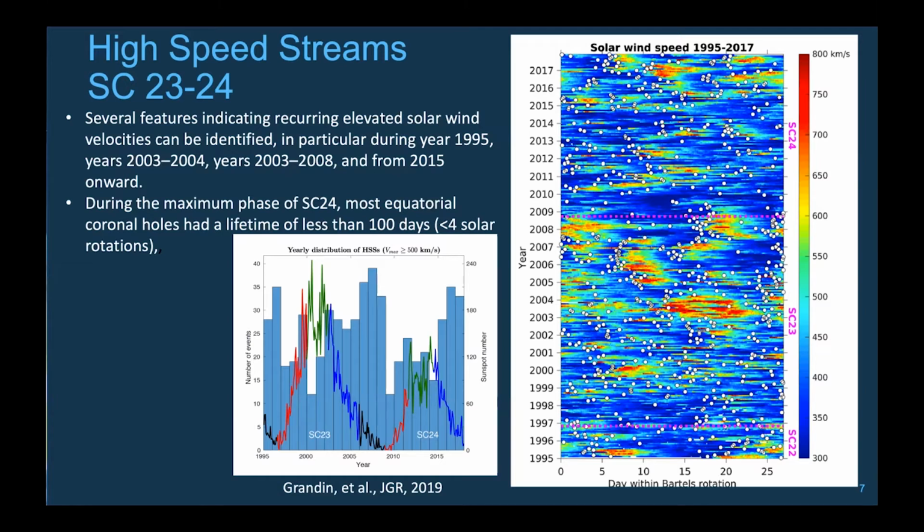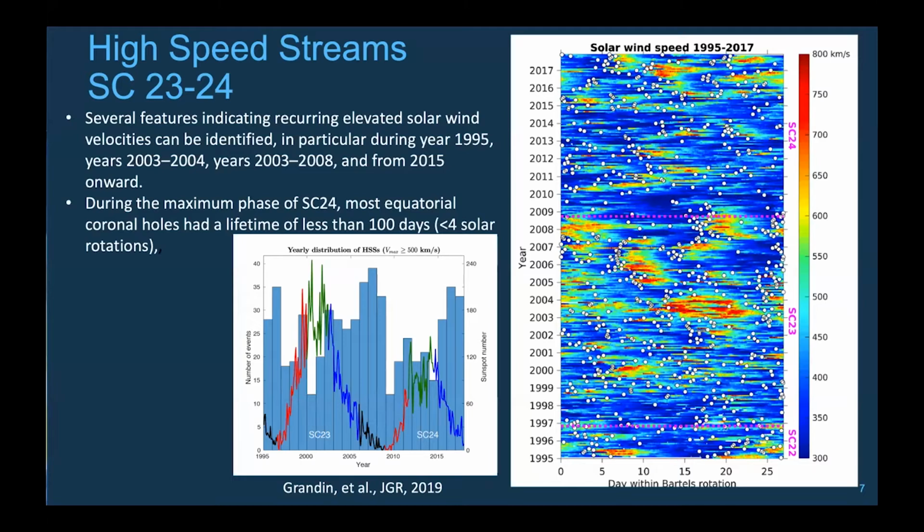You can also see these pink lines coming across that are separating the solar cycles. So in cycle 23, you had a lot of high-speed stream activity and it was really strong. You can see all these different periods where the high-speed streams are coming through over and over again. Then as you go into solar cycle 24, the activity died down, but in 2015 it popped up again. The coronal hole areas very abruptly increased.